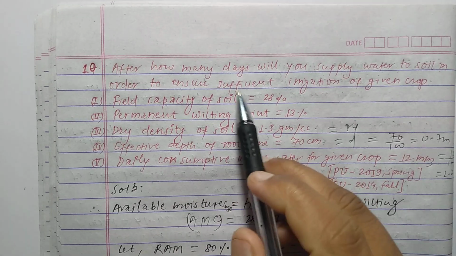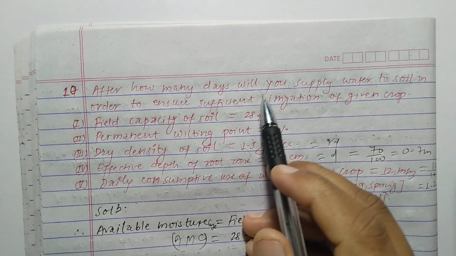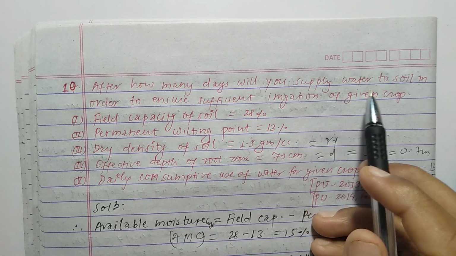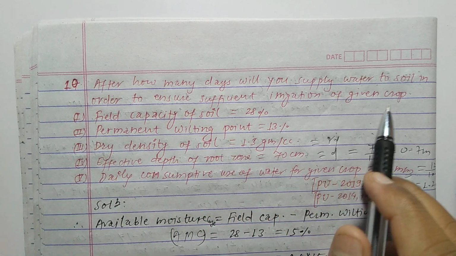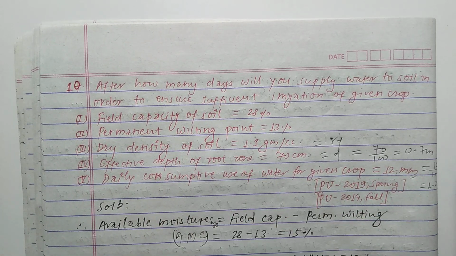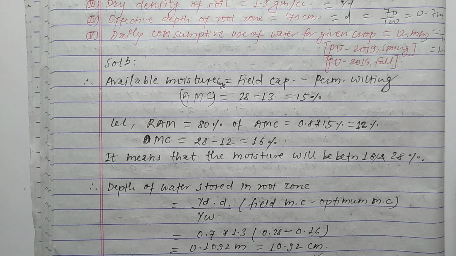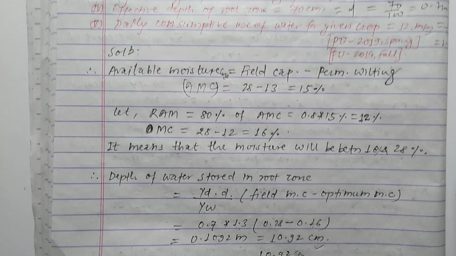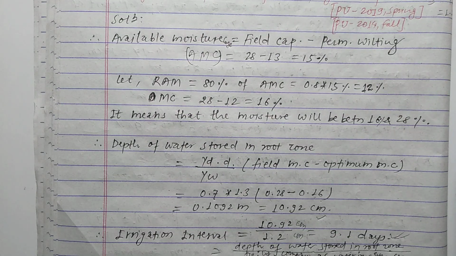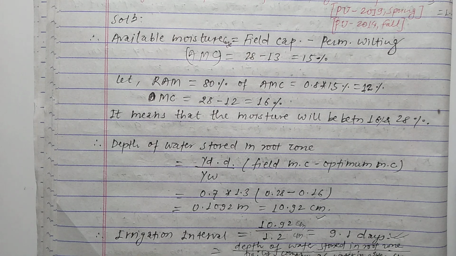the number of days that we have to supply water to the soil, okay, in order to ensure sufficient irrigation of a given crop for this data, okay. In this way we can calculate simply. In this way we can calculate the irrigation interval, or you can say the number of days that are required for the irrigation, okay. So in this way we can solve this type of numerical.